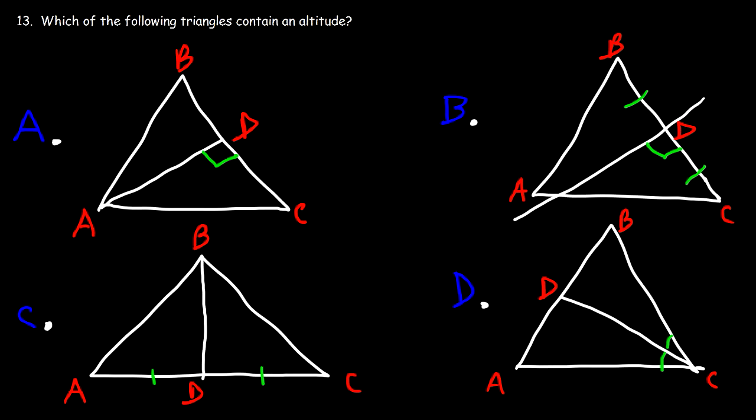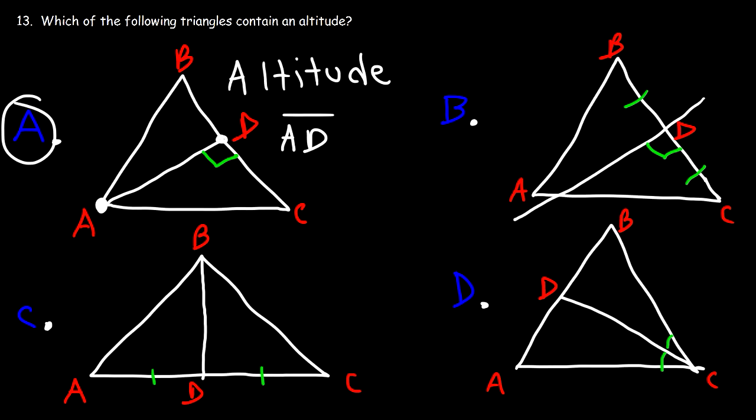13. Which of the following triangles contain an altitude? Is it A, B, C, or D? The answer is A. A contains an altitude. An altitude connects from one vertex to the opposite side of a triangle, and it meets that side at a right angle. So AD is an altitude for triangle A. That is for the triangle in answer choice A. So this is the answer.